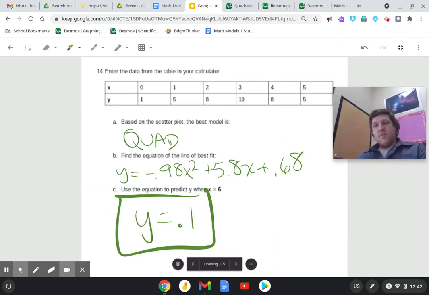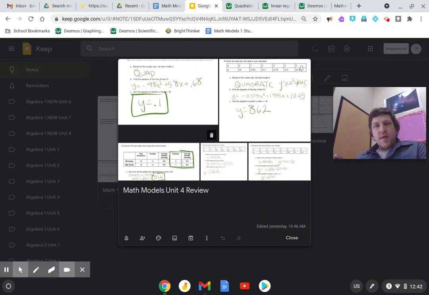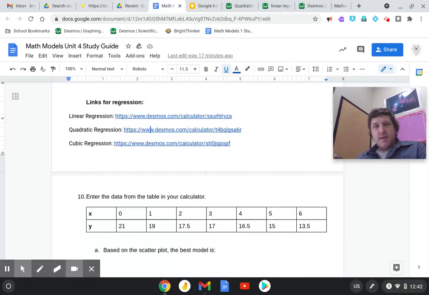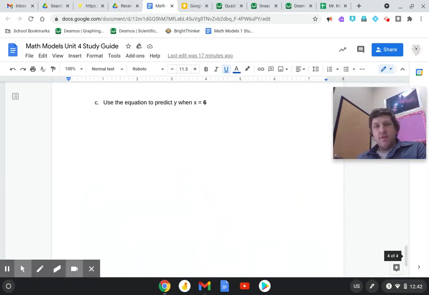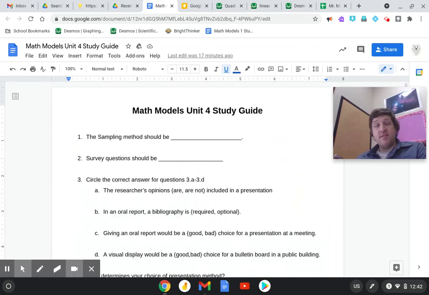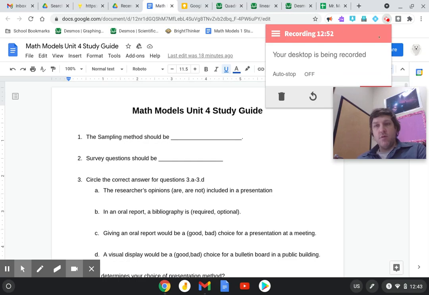So you can see that's the process. We went over a ton of those in the lesson, so just make sure you're kind of up on that. But that is it for this review. The vast majority of the test is vocabulary plus those regression questions, and that's pretty much it. So please reach out to me if you have questions. That is it for the Math Models Unit 4 review.